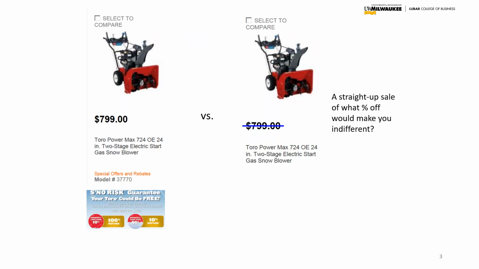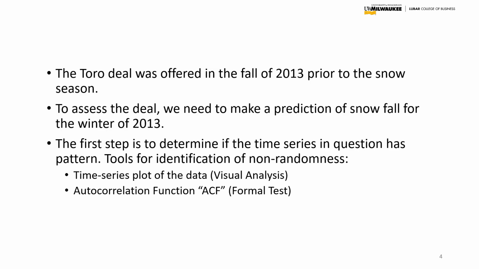Here is a screenshot from Home Depot for a Toro snowblower with a selling price of $799. Home Depot on its webpage advertised the snow risk offer as opposed to a sales price. An interesting question is how much of a straight up sale would make us indifferent between the snow risk deal and the straight up sale with no conditions. To assess the deal, we turn to data.